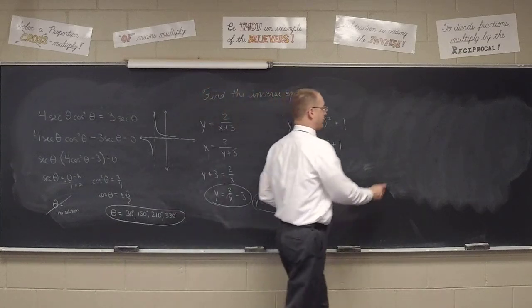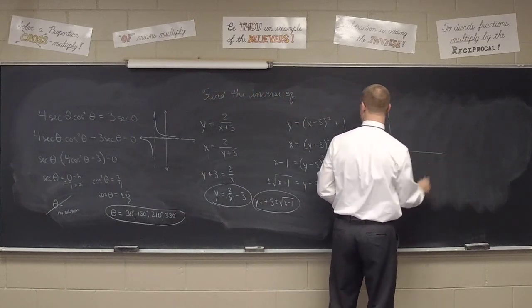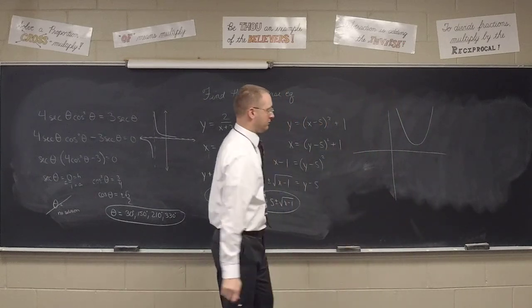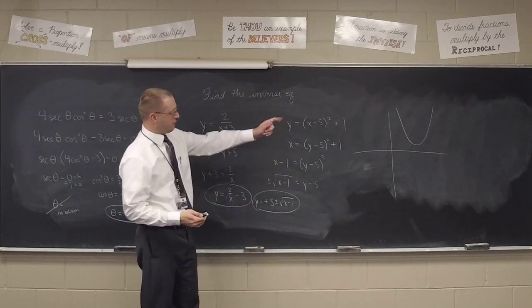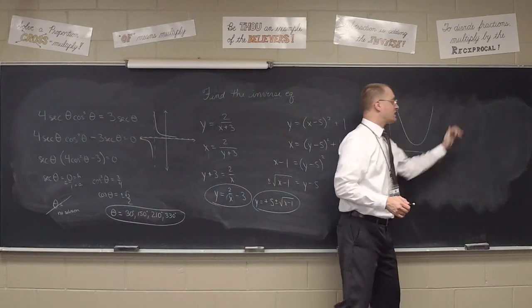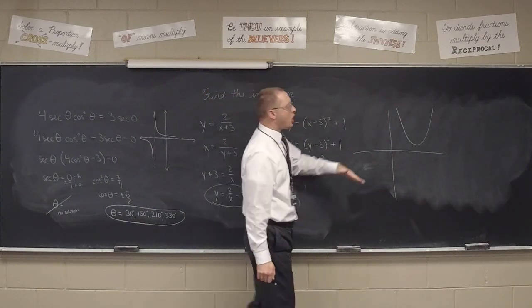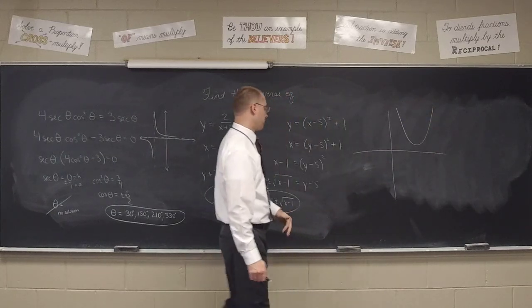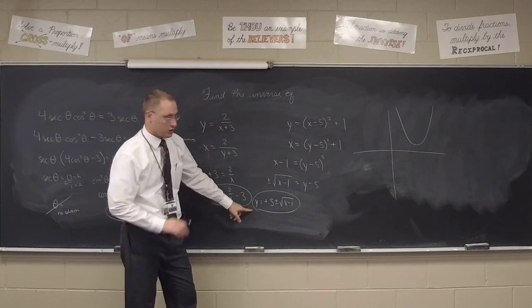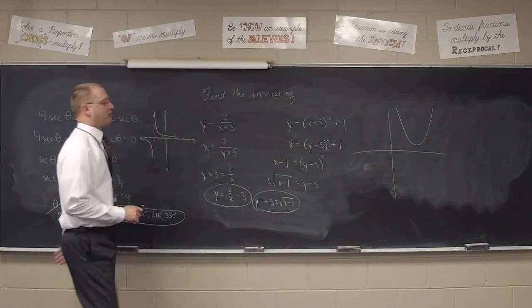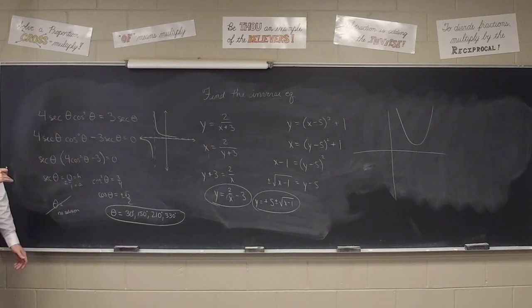By the way, if we were to graph this, we would get something like this for our parabola. Is that a function, class? Yes. Passes the vertical line test, doesn't it? Is the inverse a function? No, it fails the horizontal line test, right? The horizontal line crosses more than once. So this inverse is not a function, but this original equation is indeed a function. Questions on that?